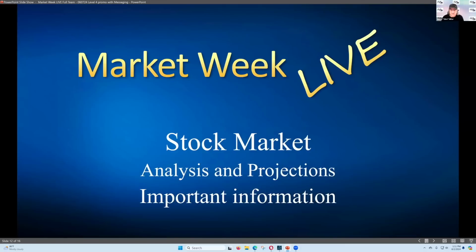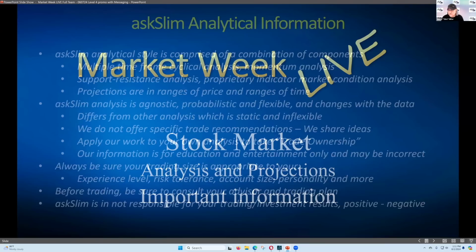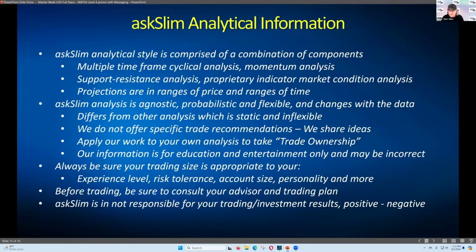All right, stock market analysis and projections. This is important information. Make sure you take time to read this slide. It talks about our approach to the market and about how you use our information with that important aspect of trade ownership. You must take ownership of your own trades.